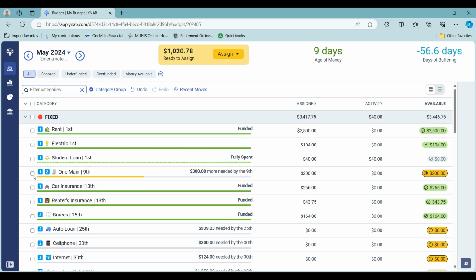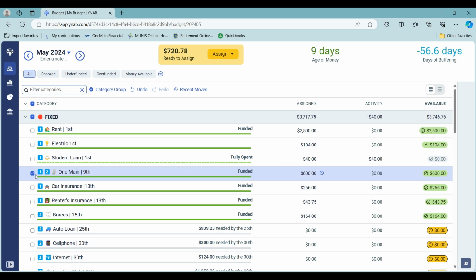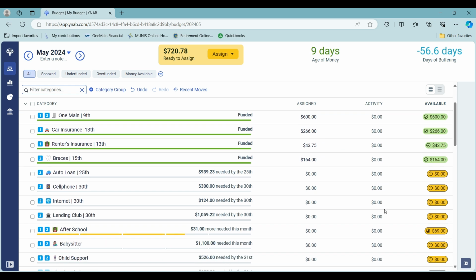You know what? I kind of just want to fund One Main. So let's put $600 here. I do want to fund One Main just in case I run into any other problems with it. So the top half of my budget, the fixed expenses, looks like we're good.